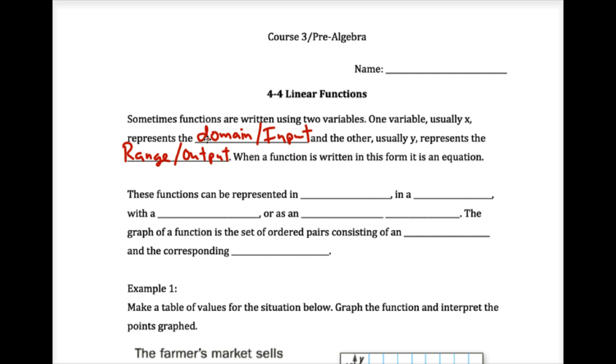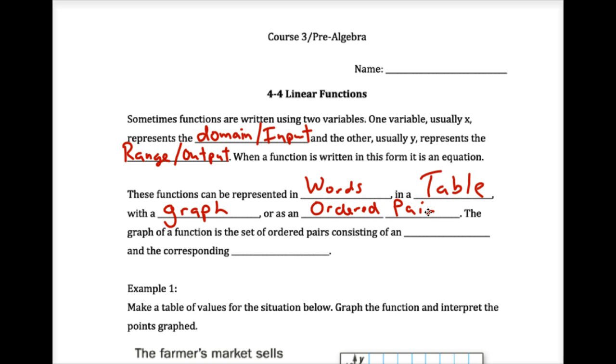All right. When a function is written in this form, it is an equation. Now, we're going to represent these things about 5 different ways. You'll see a big, nice little picture on the back to represent all this stuff. But these functions can be represented in words, in a table. How many people realize that this book really likes using tables? Don't we make a lot more tables than we used to? That's the new things that are going on. In a table with a graph. We graph a lot of stuff. Or as an ordered pair. Some kind of X comma Y.